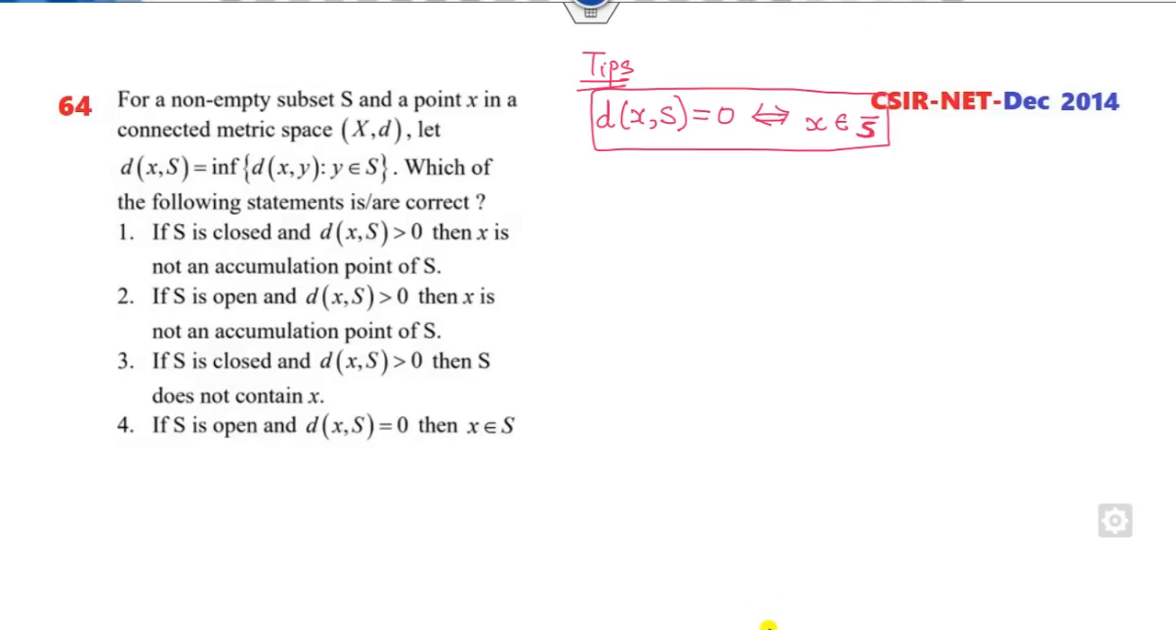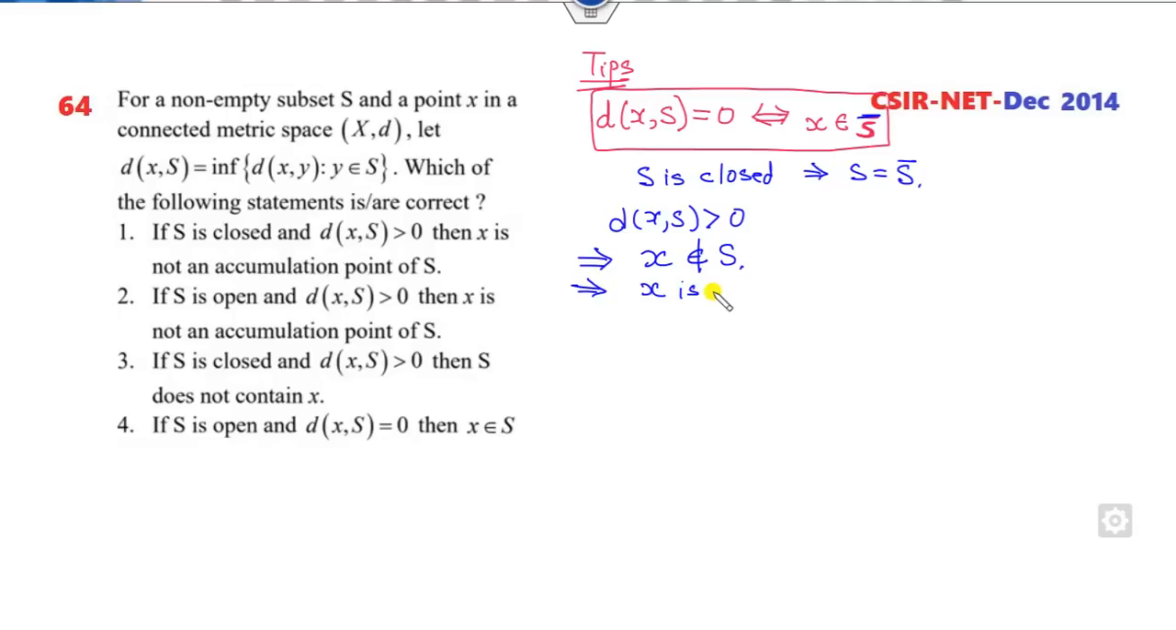Fine. Now look at the first case. If S is closed, what is the meaning of S is closed? It is given to you. It means S is nothing but my S closure. Then the distance of this is greater than 0. As I told you, S is any non-empty set. This is 0 if and only if x belongs to the S closure. It is greater than 0. What is the meaning of that? x does not belong to the S closure, because S closure is nothing but S. What is the meaning of that? x does not belong to S.